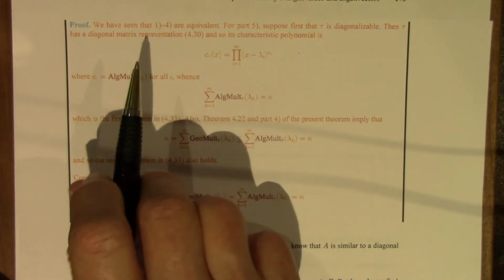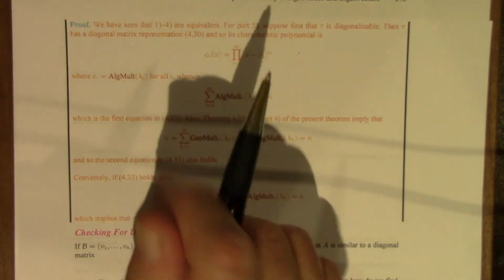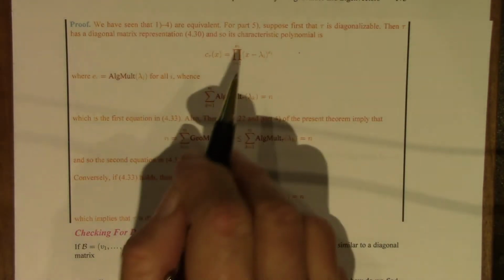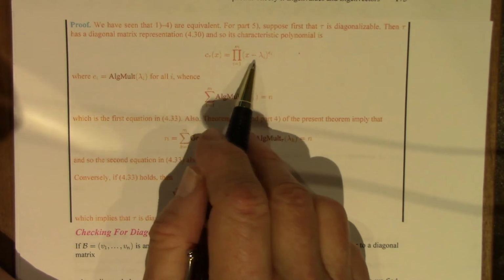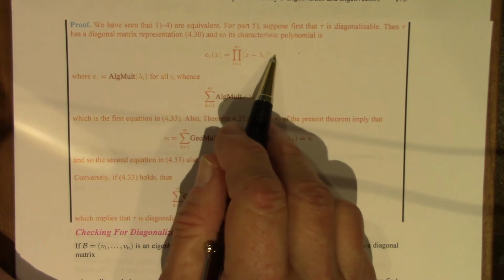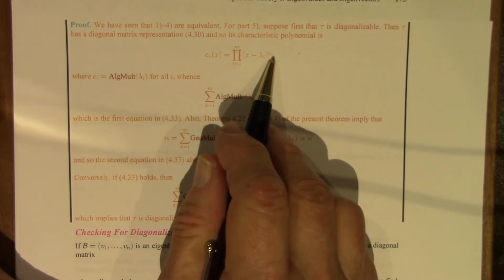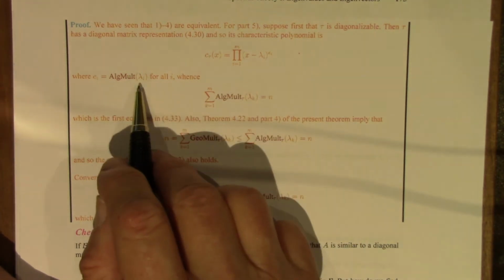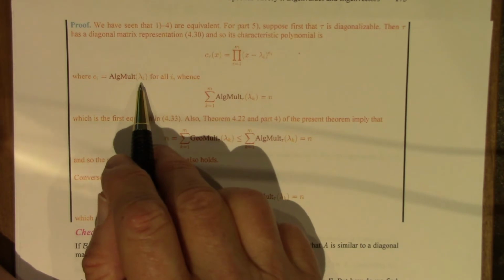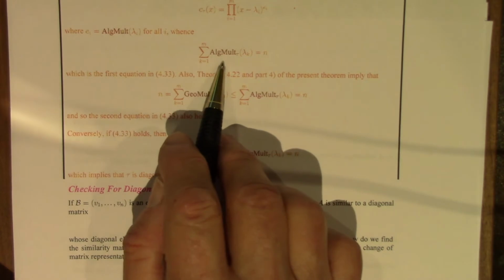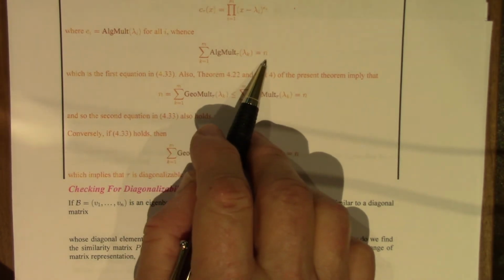Then it has a diagonal matrix representation, this here, and so the characteristic polynomial is just the product of these linear factors x minus lambda i to the power e sub i, where e sub i is therefore the algebraic multiplicity of each eigenvalue. So the sum of the algebraic multiplicities is n.